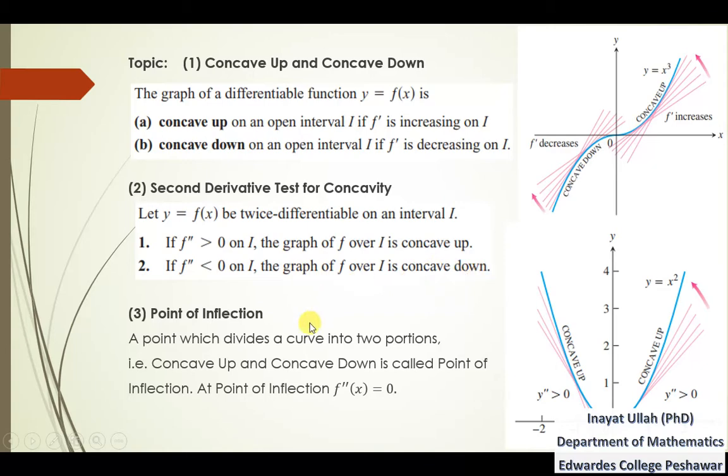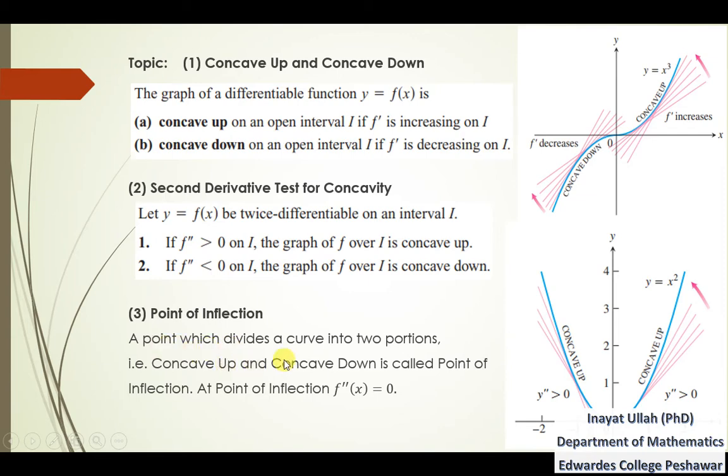The third one is point of inflection. Just look at this point. This point divides this whole curve into two portions, namely concave down and concave up. So that point which divides a curve into two portions, concave down and concave up, is called the point of inflection.